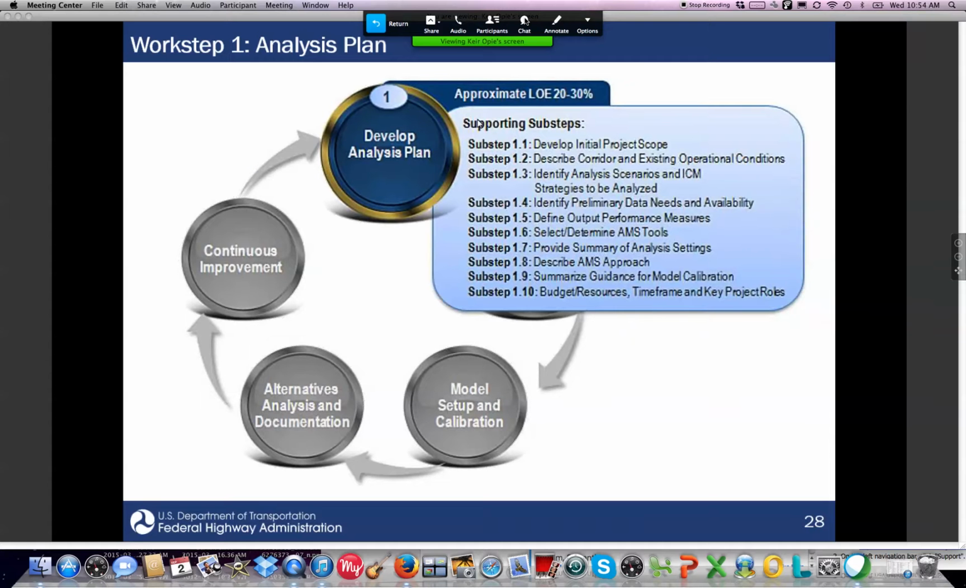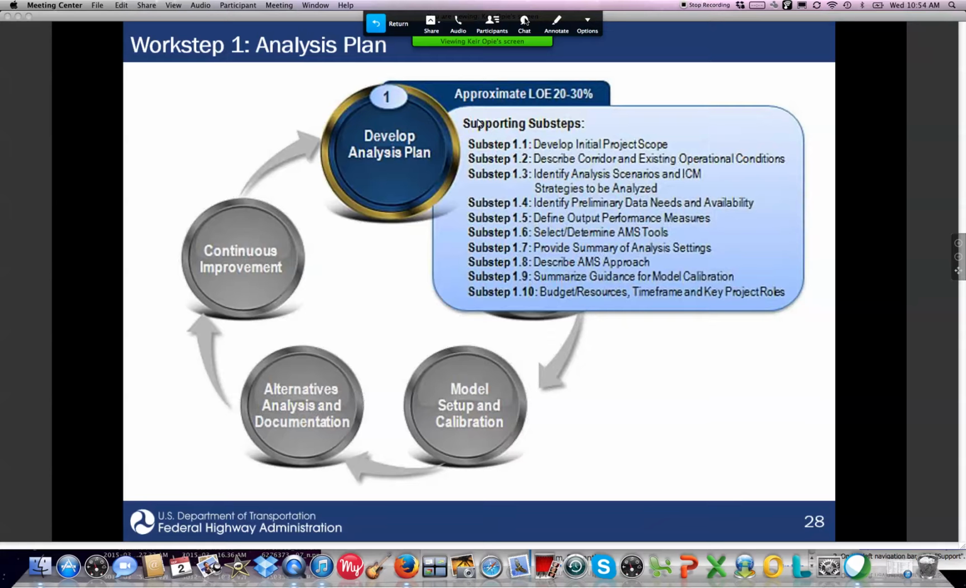The individual steps that are within developing your analysis plan, of course, looking at the scope, describing the corridor and what's actually happening out there in the field. It's important to have a good assessment of the existing conditions and to make sure that you not only know what's going on in the system, but you know what's causing some of the problems that you're seeing in the system.